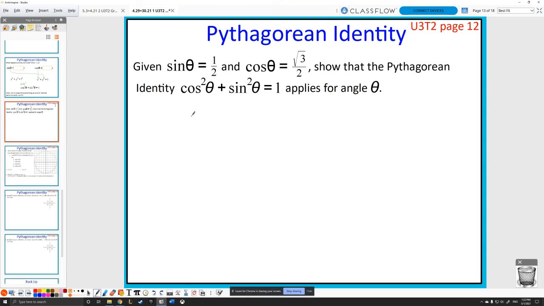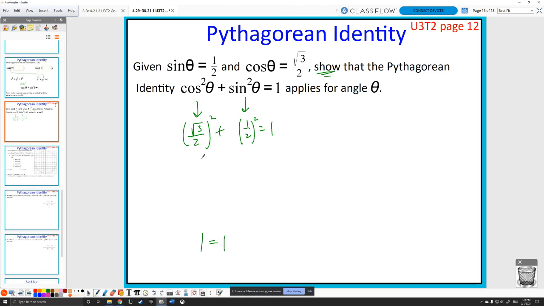So all I got to do is to say, well, I know what cosine is. Cosine is root 3 over 2 squared. Sine I also know to be 1/2. And it says show. Now, some of you might not like this. Show is the same thing as prove, like in geometry. So they want me to show or prove that this plus this is equal to 1. So at the end, I hope I have 1 is equal to 1. That's what I hope for. Okay, so let's work through it and see what I get.